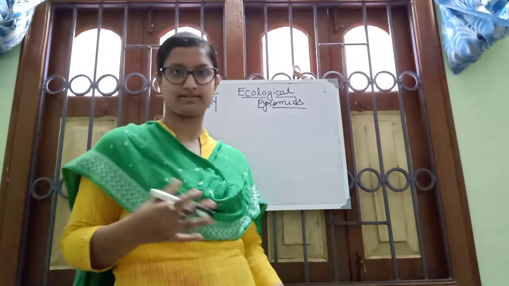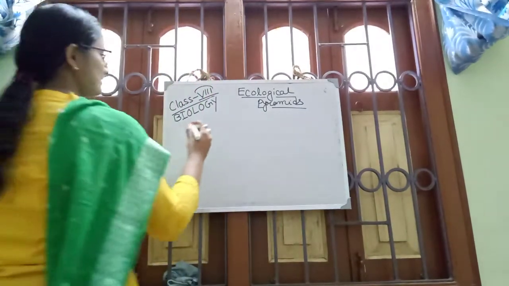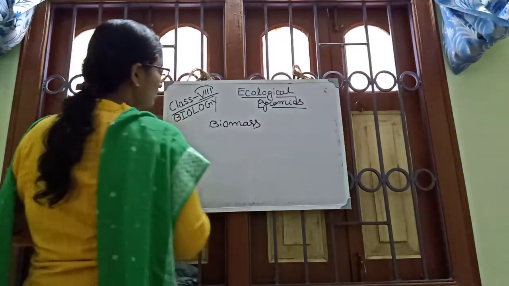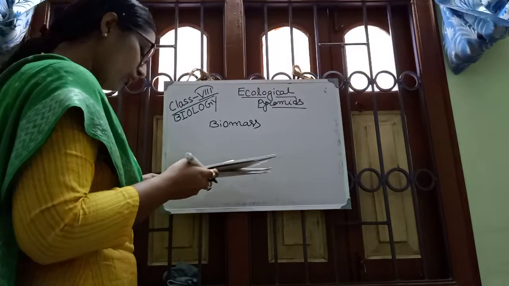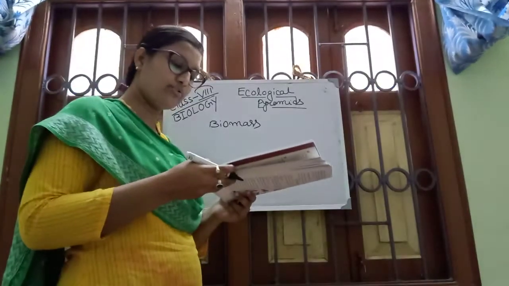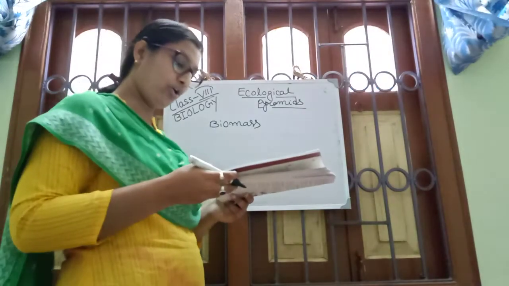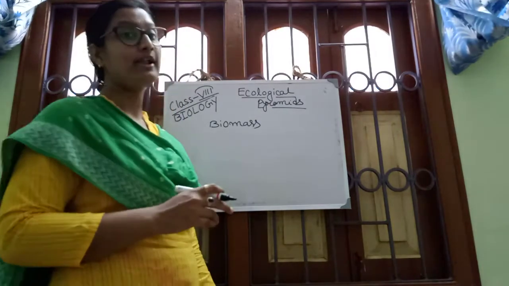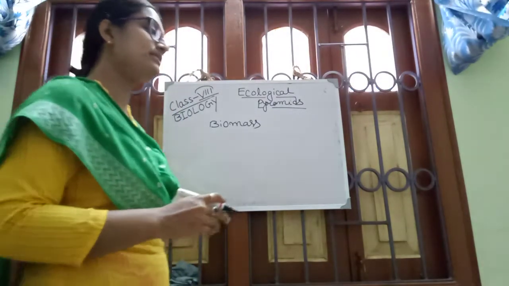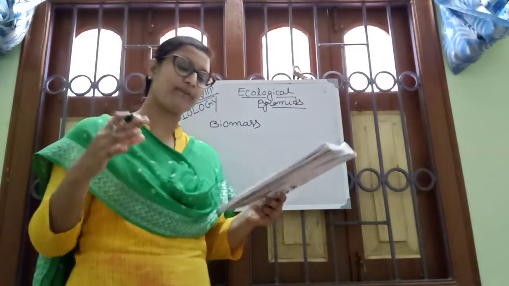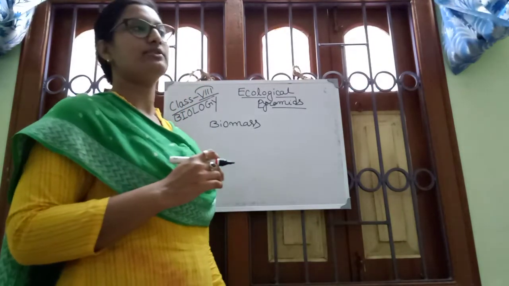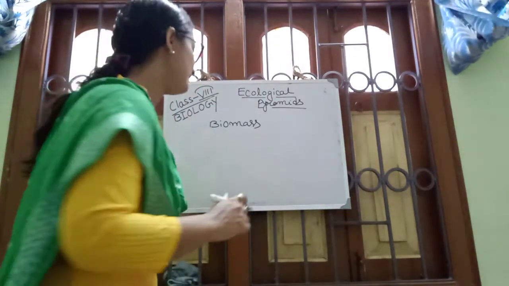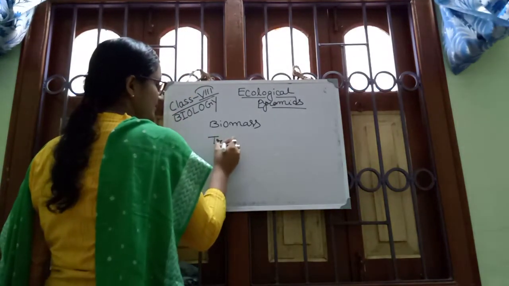Then what is biomass? Biomass is all the plants and animal life found in a particular area. And trophic level is the position of an organism in a food chain. The position of an organism in a food chain is called its trophic level.